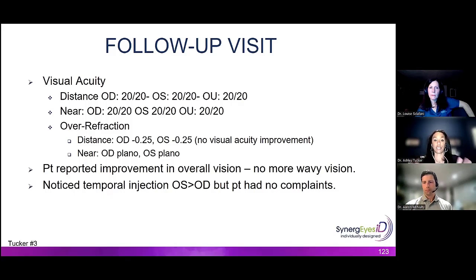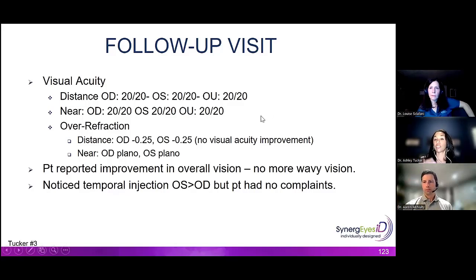So what I decided to do was just allow her to wear the lens and then see her back for a follow-up visit. The follow-up visit just reiterated that I was getting a little bit of an over refraction, but again, that didn't make much of a difference. But with time, the wavy vision went away.